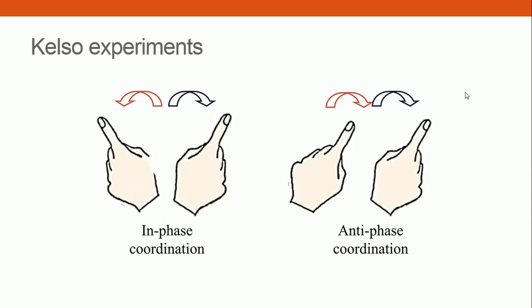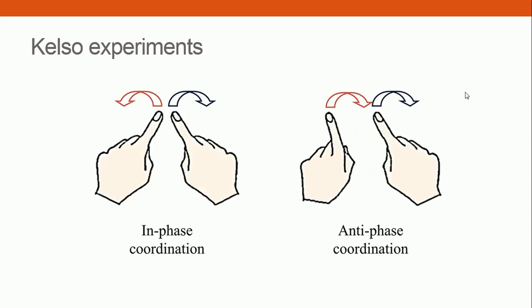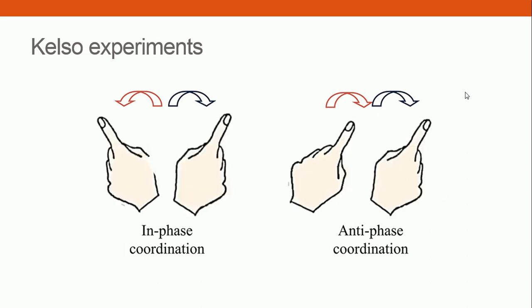So in these Kelso experiments, what they did is they had people practice this in-phase coordination. So the one on the left, pointing in, I'm pointing out, pointing in, I'm pointing out. And they did that with a metronome. Slowly over time, they kept increasing the speed of the metronome.